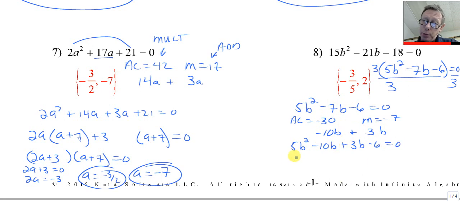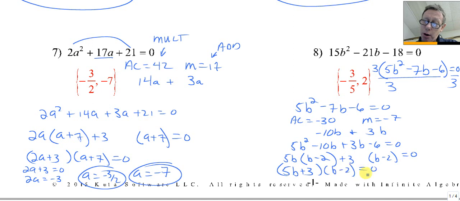Let's group it. So I'm going to take a 5b out of the first part. That will give me b minus 2. I have to have b minus 2 in the last part, so I would have to factor out a plus 3. So my factors will be 5b plus 3 times b minus 2 equal to 0. For the first factor here, the solution would be b is equal to a negative 3/5. And this next one would be b is equal to 2.